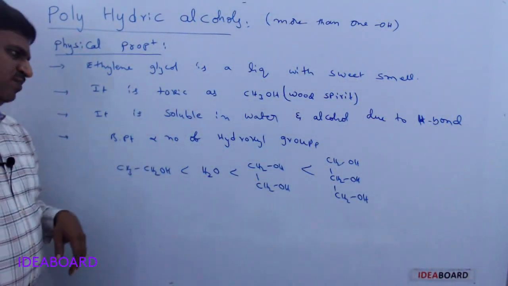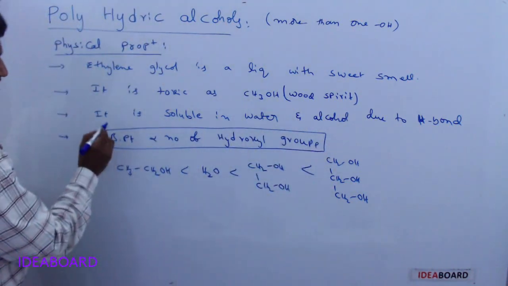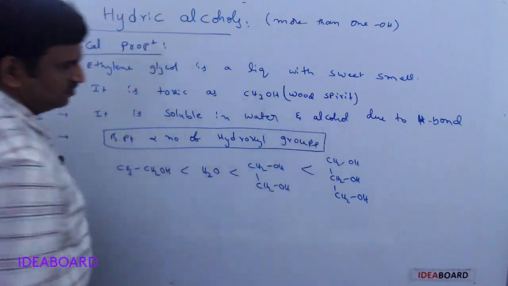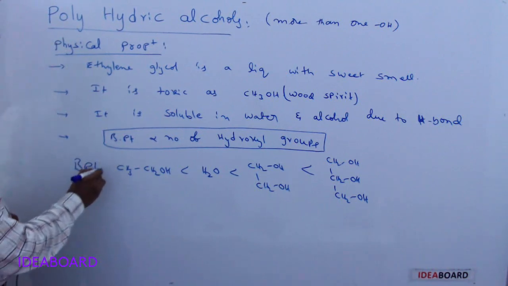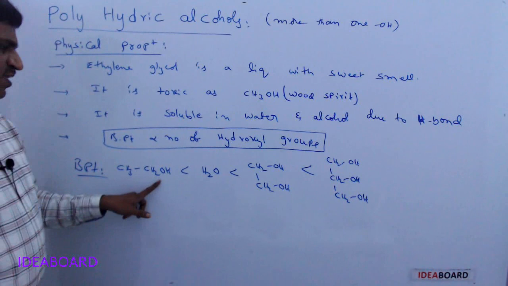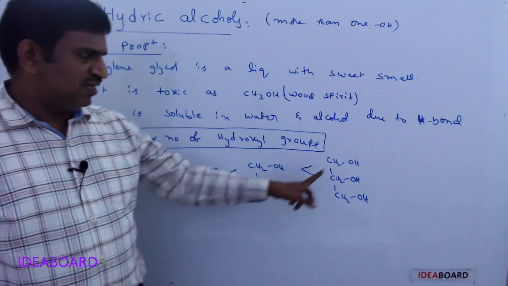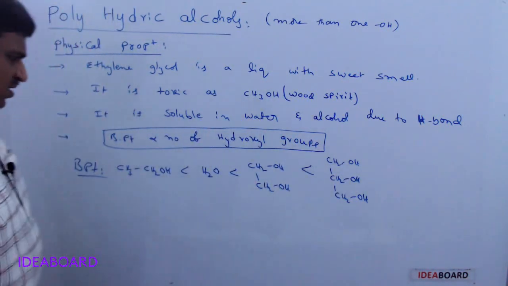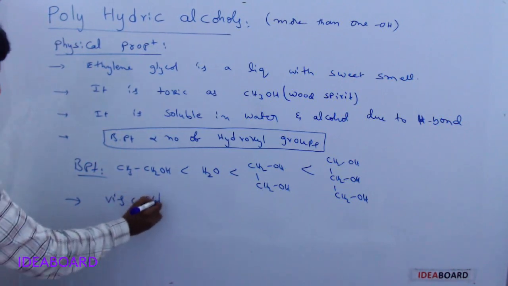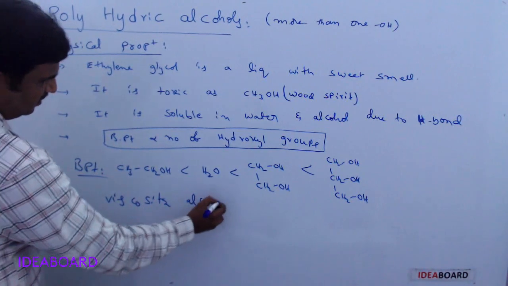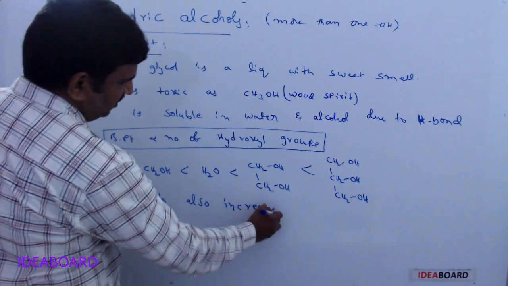And for boiling points, mainly remember that whenever the number of hydroxyl groups increases, the boiling point also increases. Here is the boiling point order: first ethyl alcohol, next water, next the diol, this is glycol, and this is a trihydric alcohol. One more point to remember: viscosity also increases whenever the hydroxyl groups increase.